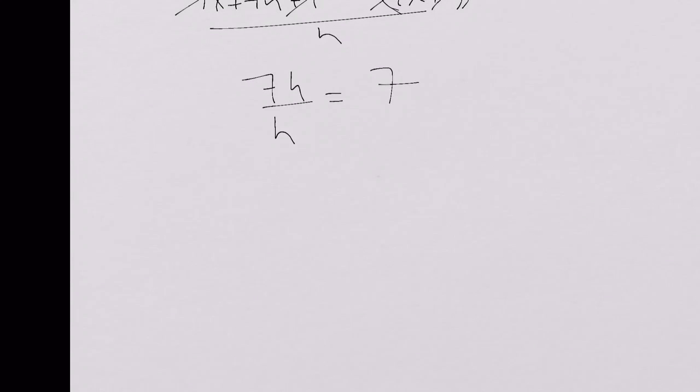And so this is 7, and so if we take the limit as h goes to 0 of 7, well, the limit of a constant is just a constant. So there's our slope of 7.